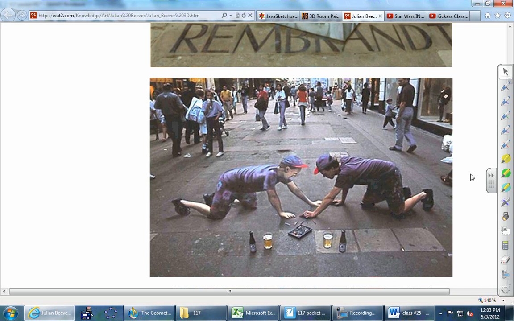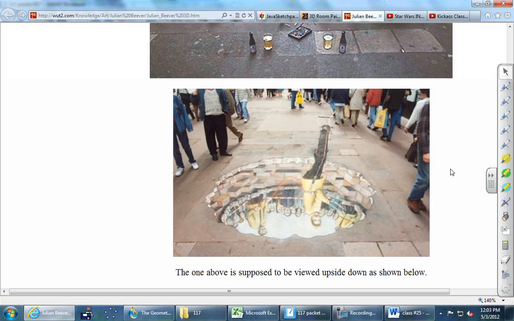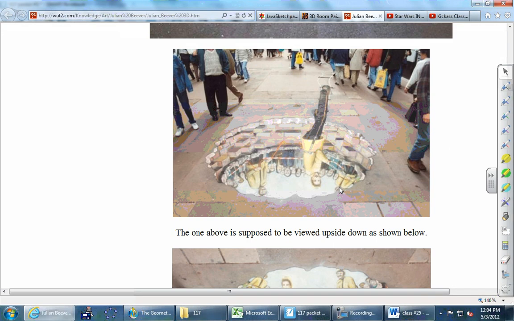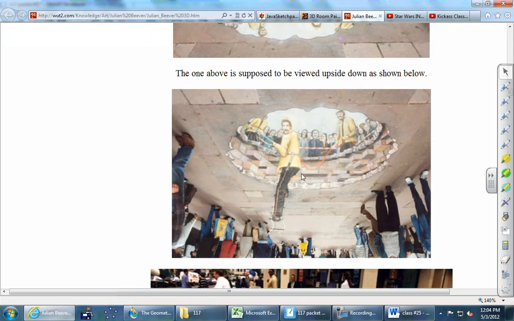What do you think about the beers? Are they real? Are they drawn? The one on the left is real. How about the one on the right? The one on the right is drawn in. Okay, and then we can scroll down here. All right, so that one is supposed to be viewed upside down. So there, that's what it looks like upside down. But you can see how long that guy's leg is in order to give it the illusion of actually having depth, right? Coming down through the sidewalk.